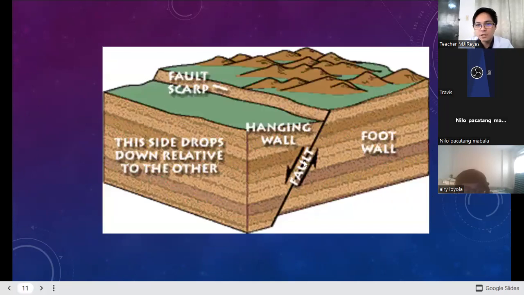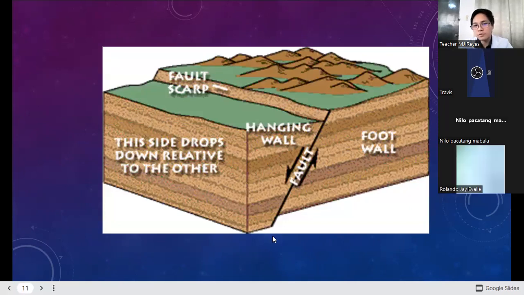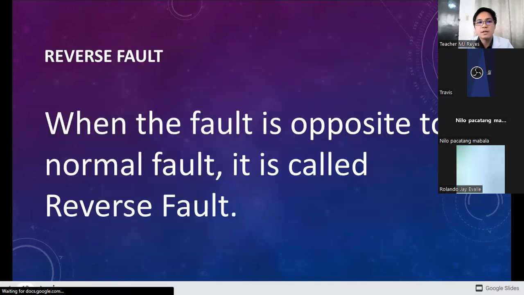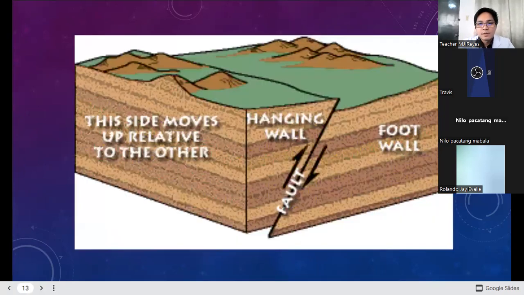Okay, how about this one? This is called the normal fault because the hanging wall moves down. On the other hand, if the hanging wall moves up, it is called the reverse fault.